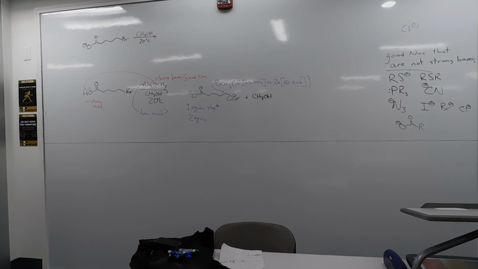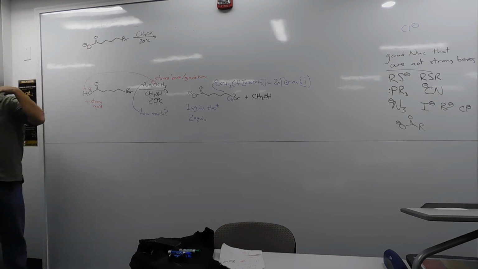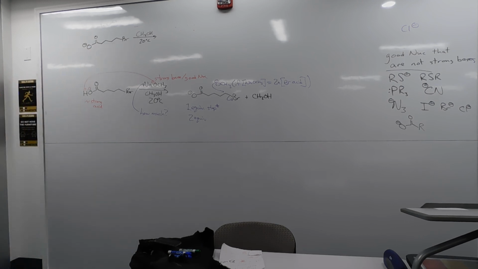Now, just take this reaction. Forget what happened down here. You see this on your page. You have a leaving group. Yeah, you've got a bromide still. You have a good nucleophile, but you don't have a strong base.